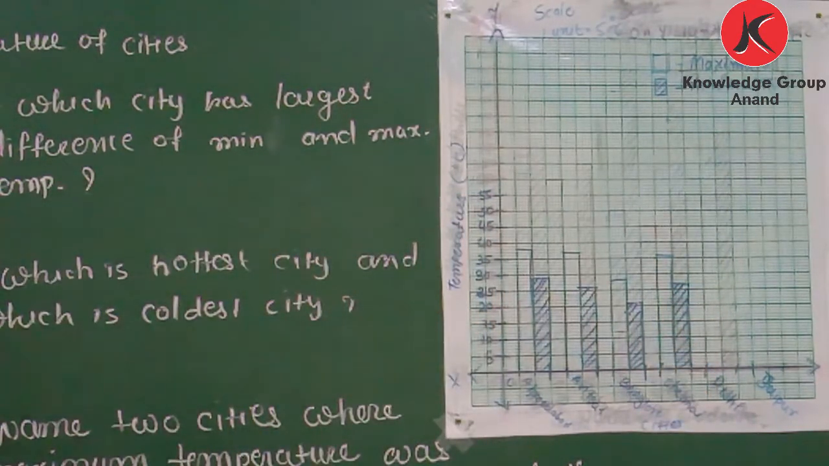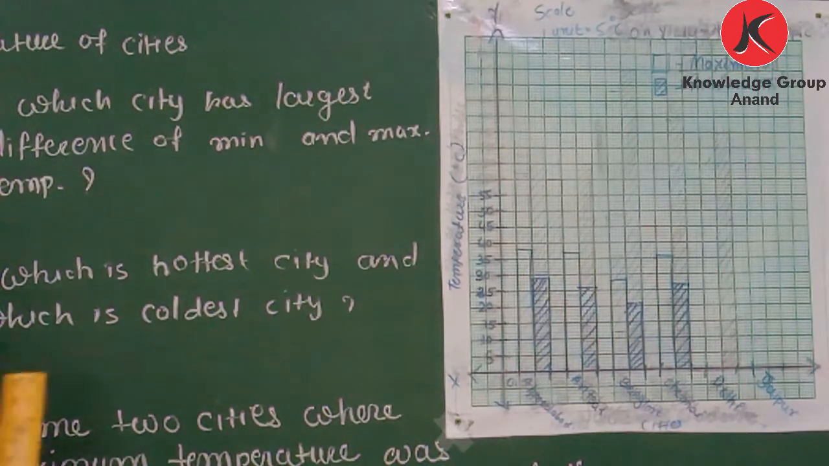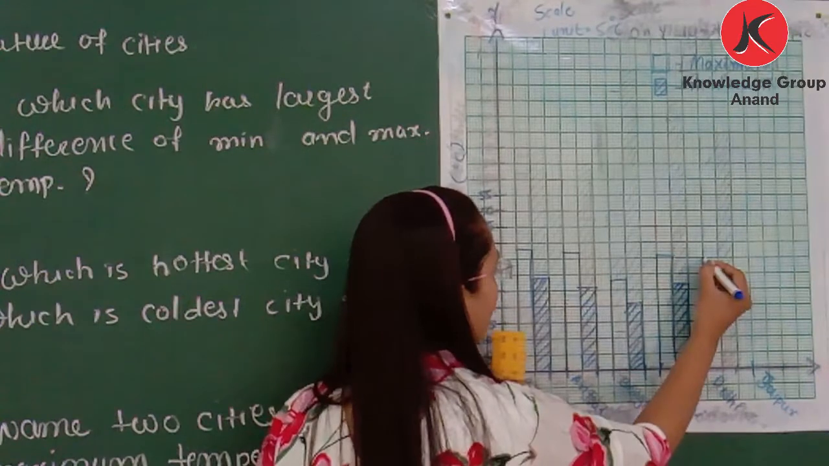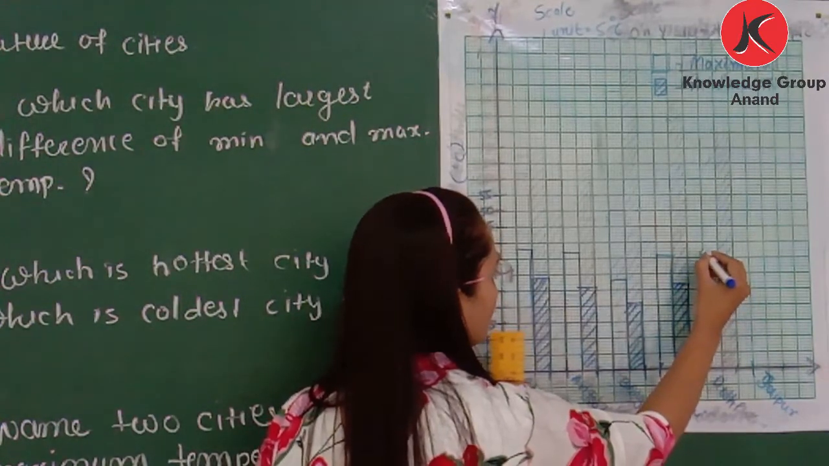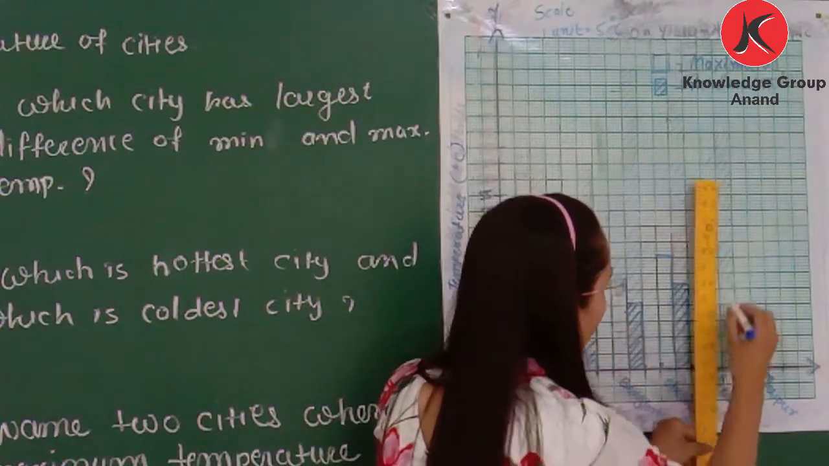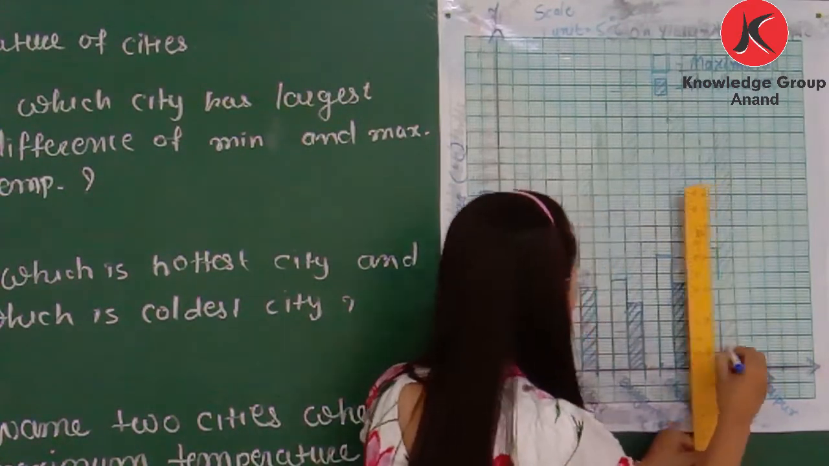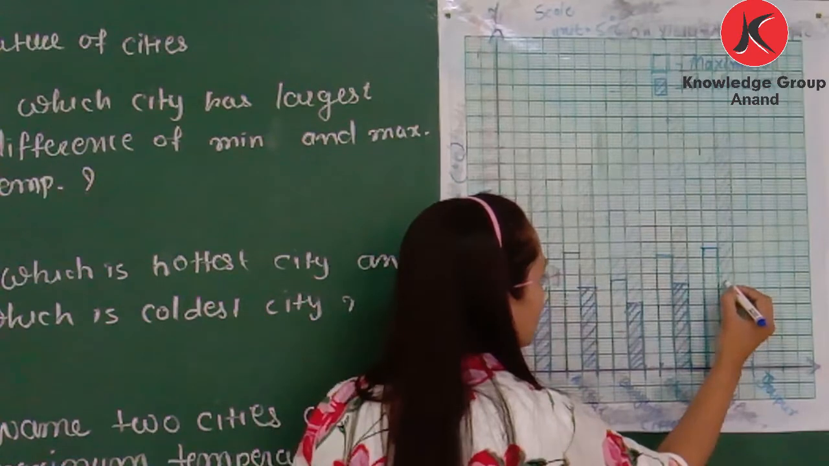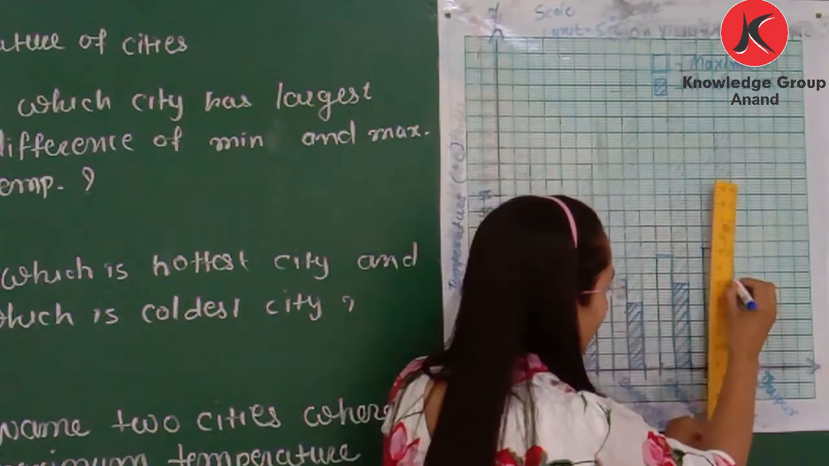Now for Delhi, maximum is 38 and minimum is 28. So maximum is 38, means after 35 3 lines, 36, 37, 38. So this is the maximum temperature of Delhi and minimum is 28. So after 25 take 3 lines. So this is minimum temperature of Delhi.